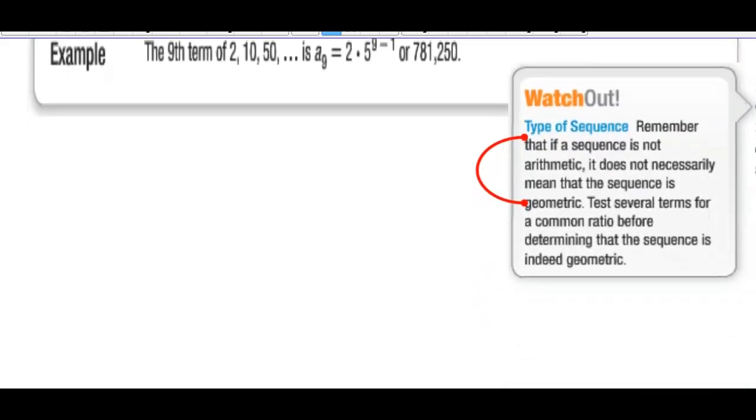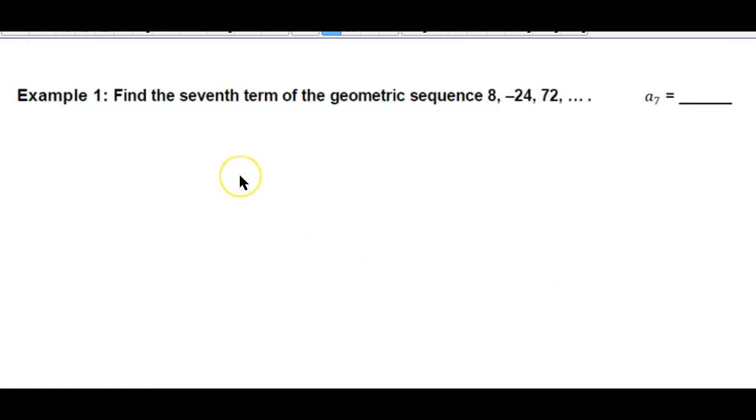And just a reminder that not every sequence is either arithmetic or geometric. There can be some that are neither. So here's just find the seventh term. Now they've told us it's geometric, so we know that we can divide this by this and get the ratio.